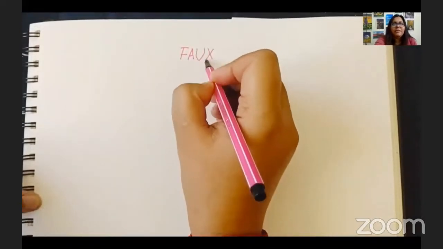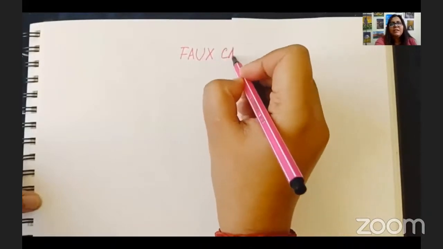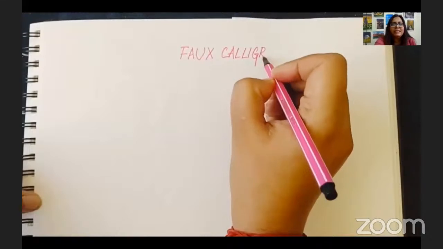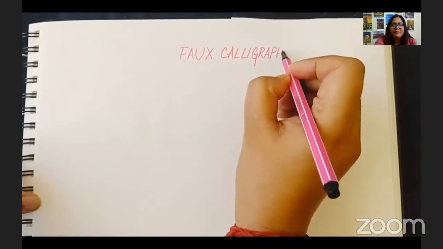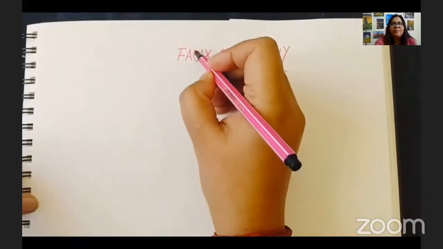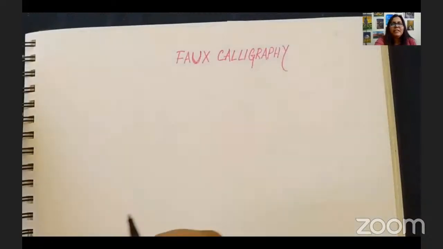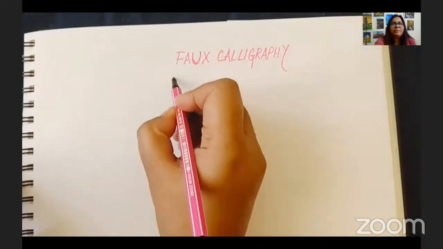Just simple equipment that we need: a copy, any blank copy or ruled copy, doesn't matter. And if you have sketch pens, then fine. Otherwise, even a simple pen will do the trick. All right. So this is our class for today.